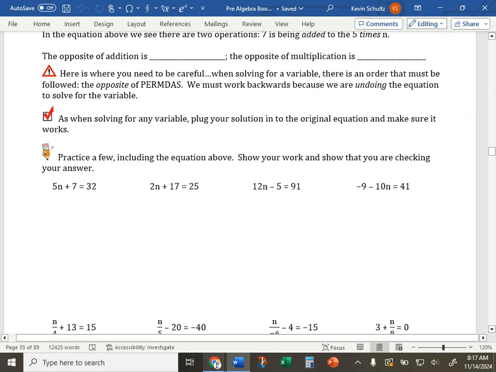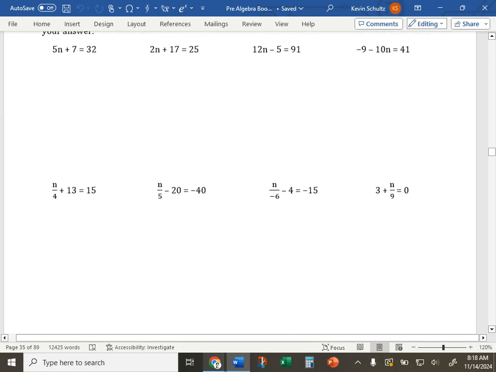This part here, be careful. When solving for a variable, there's an order that must be followed. Since we're using opposite operations, we do the opposite of PEMDAS, meaning we take care of any addition or subtraction first, and then we move to any multiplication or division, right? We're used to, when solving an equation, we would multiply first and then add, but here we're undoing. We're doing the opposite, so we start with that addition or subtraction first.